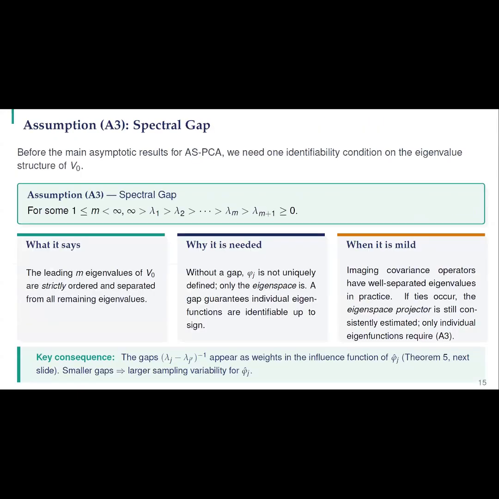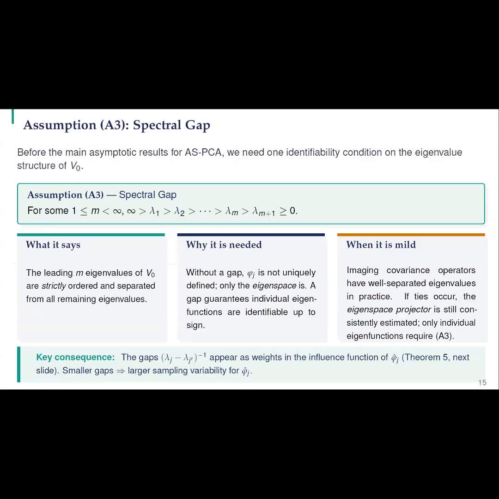Okay, before the main estimation results, we need one identifiability condition on the eigenvalue structure of V0. This is not strictly necessary for everything; it just makes everything easier. That's a spectral gap assumption where the eigenvalues we're interested in focusing on need to be ordered. It's not super hard to generalize this, but it's complicated and beyond the scope of this presentation. So we need the leading M eigenvalues of V0; we'll find out how to decide M in a minute.